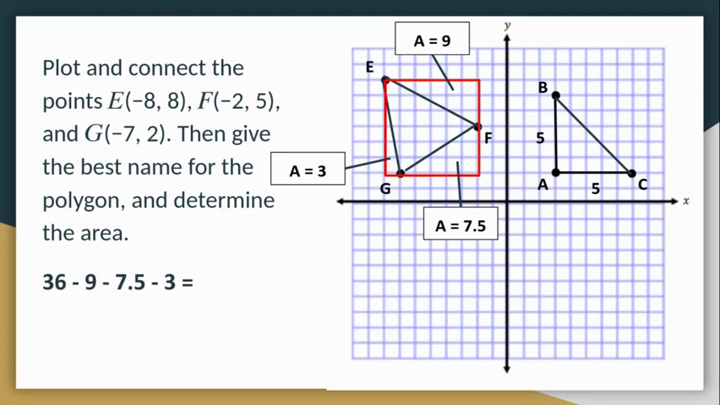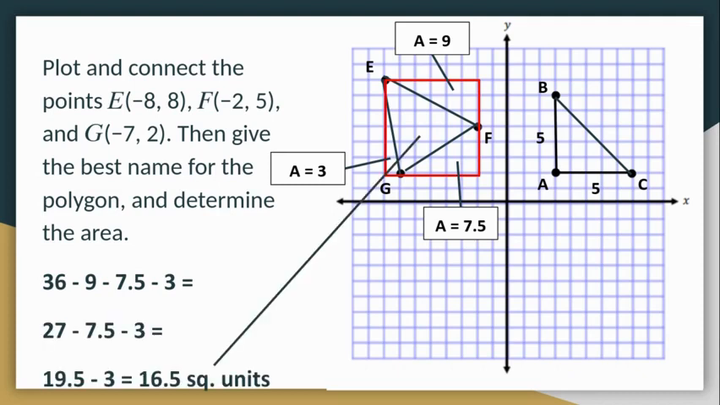Now we can subtract the area of the outer triangles. Remember to follow the order of operations as we solve this problem. Subtracting the areas of the outer triangles leaves us with an answer of 16 5/10 square units as the area of our inner triangle. Continue using this strategy of composing and decomposing the polygons you plot to answer the final two questions on your independent practice sheet.